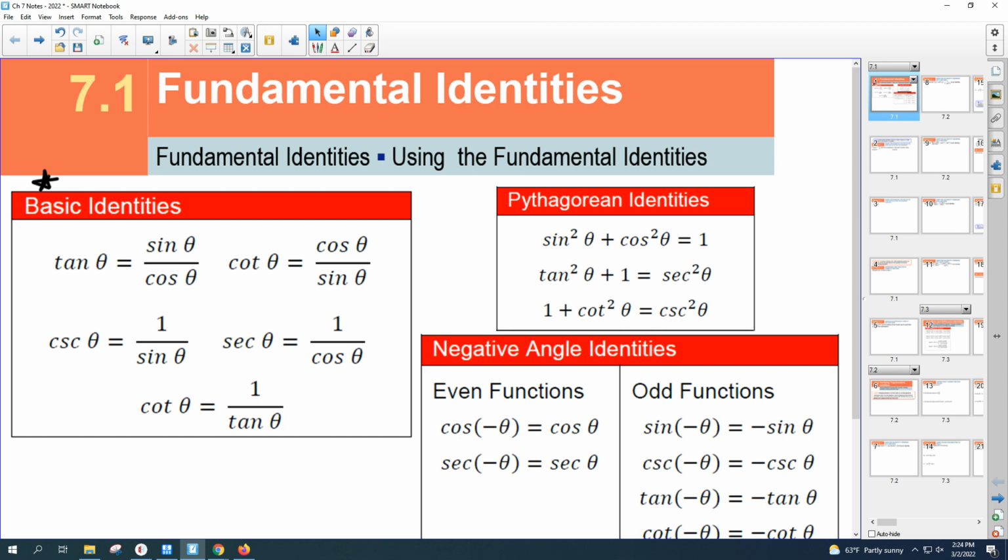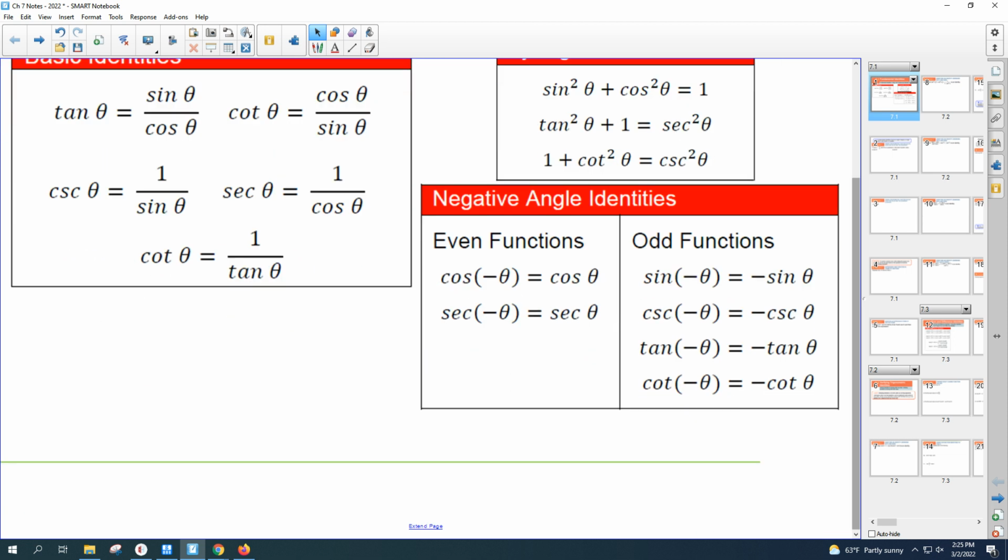We know that tangent is sine over cosine. We know those things. We know that cosecant is the reciprocal of sine. We know those. But some of the other ones maybe we don't know. So we have talked about the negative angle identities.